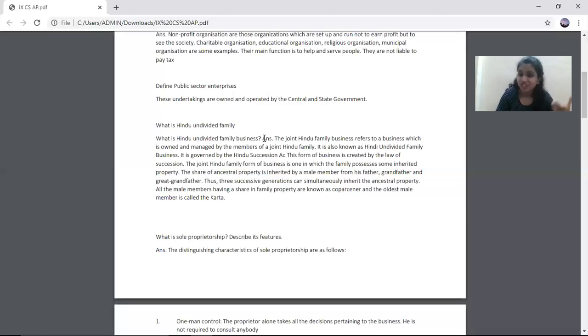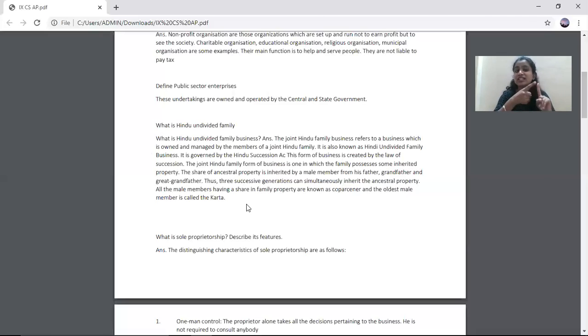You have to mention the karta, you have to mention the co-partners. So all of these have to be there. These are the keywords that have to be there in the answer. But the rest of the answer you can definitely frame in your own words, right? A big explanation is not needed. You can just write 2 to 3 sentences maximum, but make sure that the keywords are there.